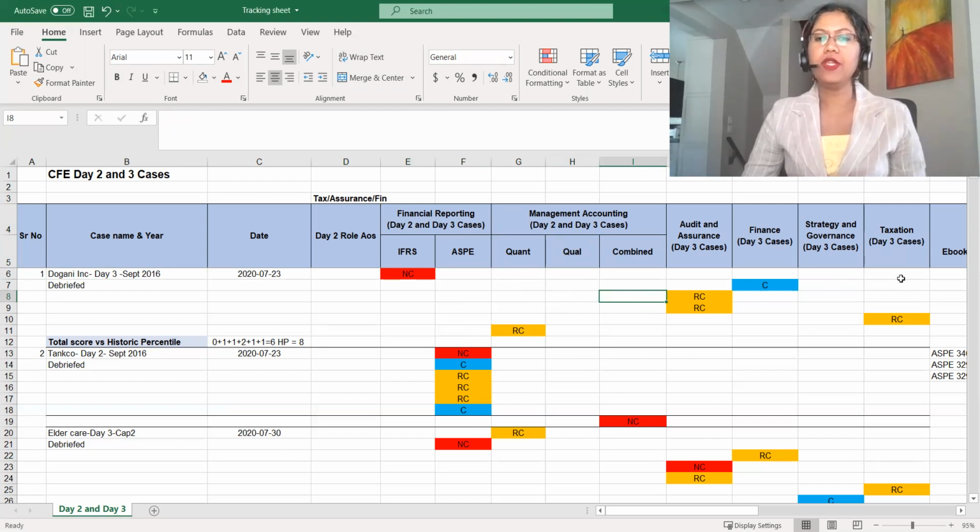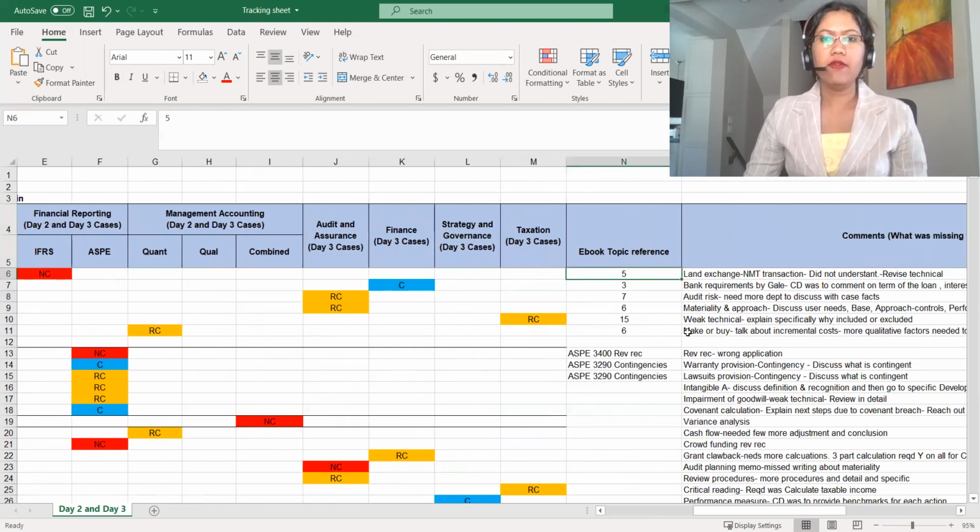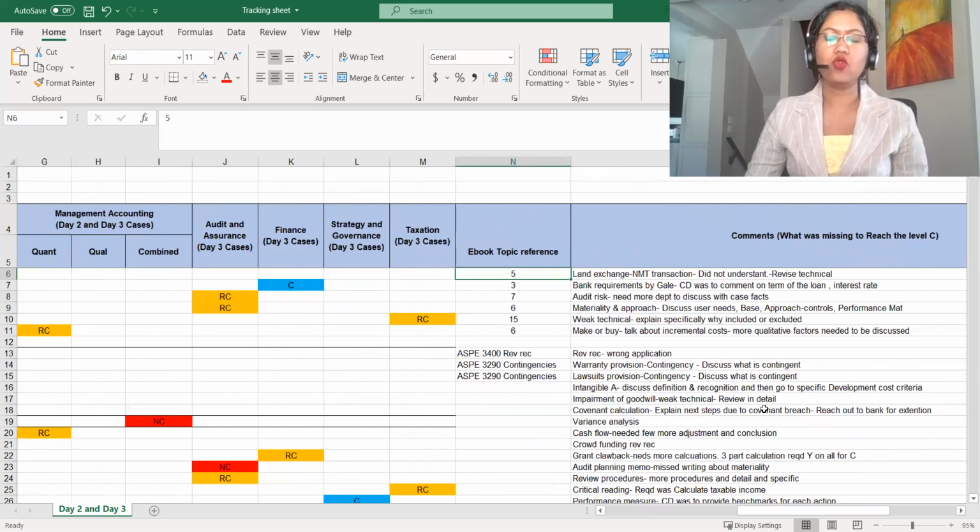And then all the other subjects, Day 3 cases: audit, finance, strategy, and taxes. Now, this is subject wise, and here it is IFRS ASPE wise. So track your score for each case, what you scored on each AO. And then here what I have added is the ebook topic reference. Suppose this AO that I did not score well came from ebook topic number 5. It helps me to go back and refresh my technical and check what I missed.